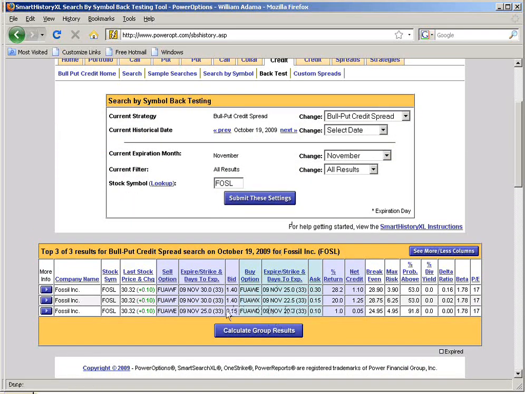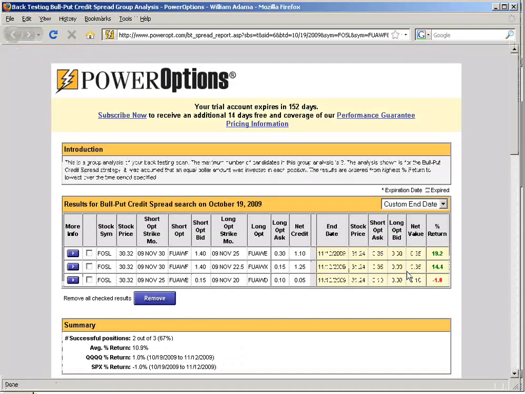Nope. Okay. So the 22.5 spread probably wasn't built because there was no volume on the 22.5 call that day. Or it's possible that there wasn't a positive net credit. This one here only offers a 5-cent net credit. But let's calculate group results, see if any of these are profitable.